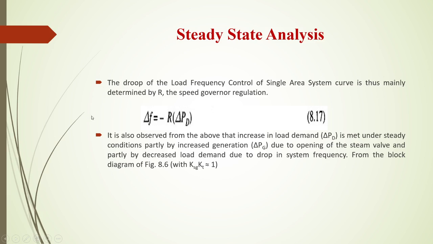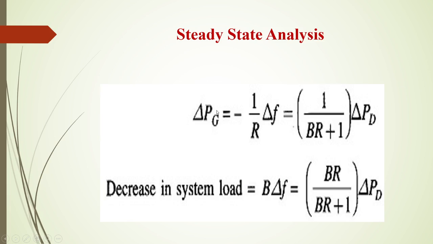So the slope of the load frequency curve is mainly determined by R, the speed governor regulation. So increasing load demand, that is delta PD, is met under steady condition partly by increased generation, that is delta PG, due to opening of the steam valve, and partly by decreased load demand, that is due to the drop in the system frequency. So K_SG into K_T is nearly equal to 1. So delta PG I am writing as minus 1 by R delta F, that is equal to 1 by (BR plus 1) delta PD. The decrease in system load is B delta F, that is BR by (BR plus 1) delta PD.